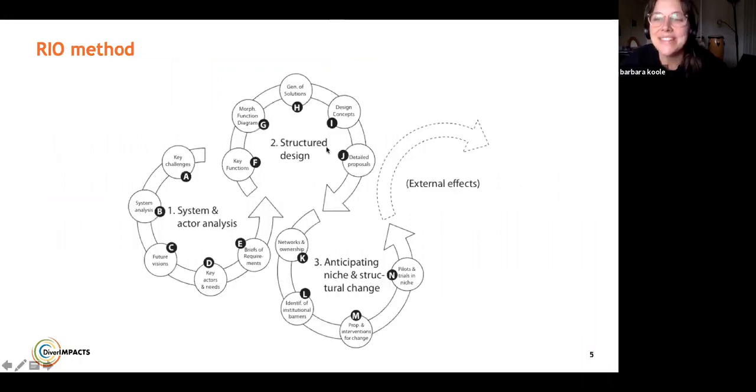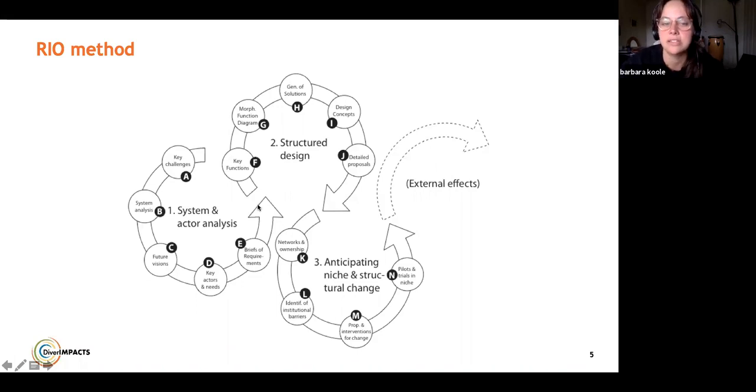Then I'll discuss a bit more about the RIO method, because I think some of you are already familiar with it. However, for others, it may be, what is she talking about with RIO? So this image has also been shown to some of you during co-innovation workshops that we did in DiverIMPACTS, and it shows the 3 main elements of RIO.